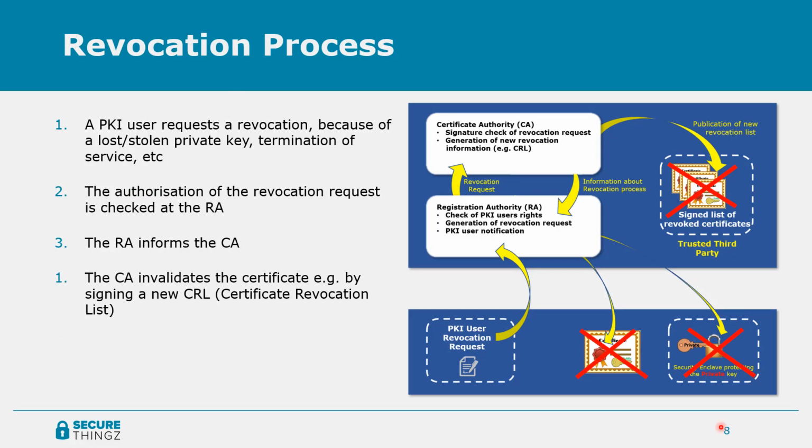Now, certificates can be revoked. So this is the process for revocation. A PKI user requests a revocation. Maybe it's lost its private key, or it's stolen, or it's been compromised, or it wishes to terminate a service. The authorization of the revocation request is checked by the RA, so it makes sure again that you are you and that you are the right person who can make this request. Once the registration authority is happy with that, it then informs the CA, and the CA then invalidates the certificate. And it does the necessary processes, such as revocation lists, etc., on third-party sites.